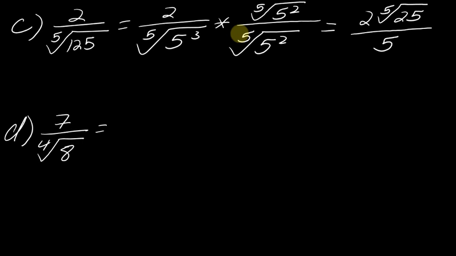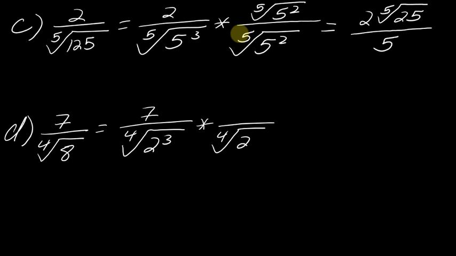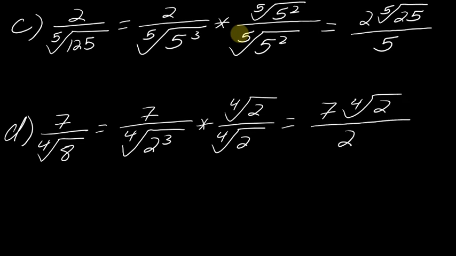Okay, so one more here. Now I've got 7 over the 4th root of, this will be 2 cubed, so rewrite 8 as 2 cubed. So I have 3 powers of 2. I can see that I need 1 more power of 2. So I'm going to multiply the top and bottom just by the 4th root of 2. And ultimately this will get me 7 times the 4th root of 2 over 2.